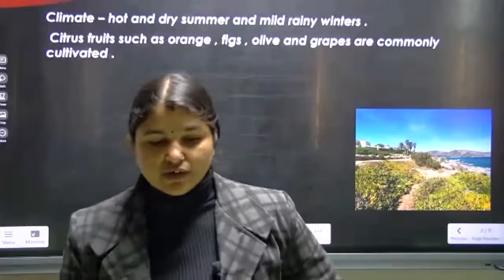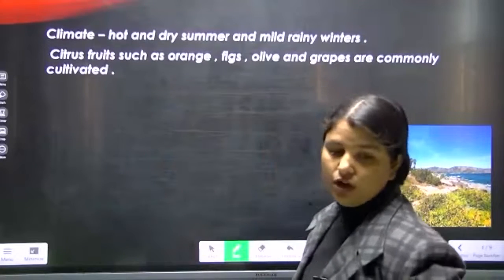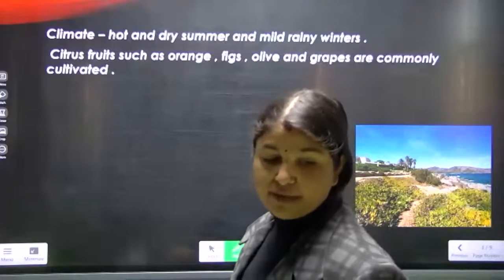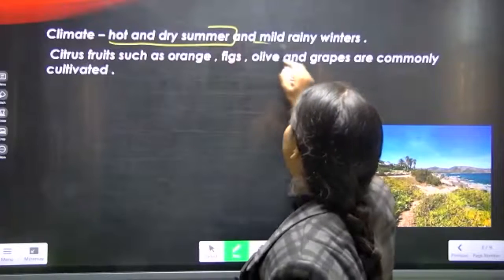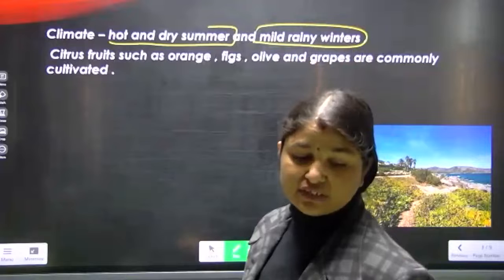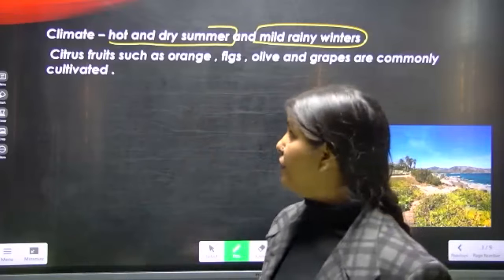Except that, now if you see where we find the Mediterranean vegetation, what kind of climate is there? Here we have a hot and dry summer and a mild rainy winter. It means in winter time the rainy season is there, rain is happening over there, and in summer season it is completely dry.